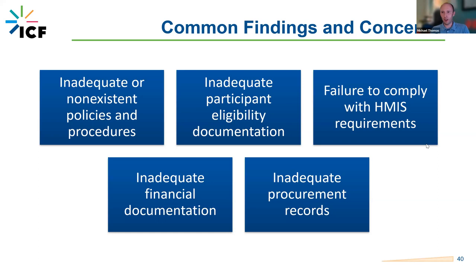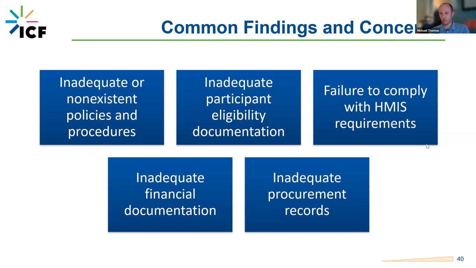Inadequate participant eligibility documentation is a very common one that leads to findings. You have to document participant eligibility consistent with the federal regulations, plus any other requirements of California HCD or the subrecipient if you're a sub-sub. So that's a common one. You have to do that well. Failure to comply with HMIS requirements. That's another common one. You're required to enter certain data into HMIS for this program, and that has to be done consistent with federal requirements, and it has to be done consistently with the local continuum of care's requirements around HMIS. Failure to comply with that is a common finding and/or concern, depending on the severity.